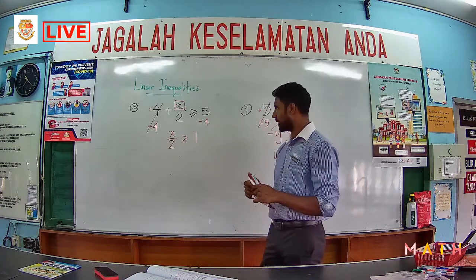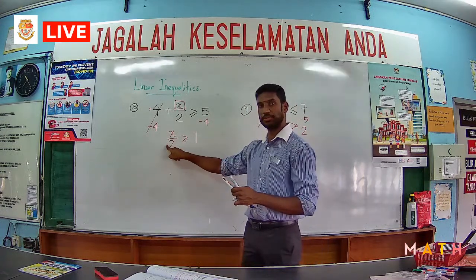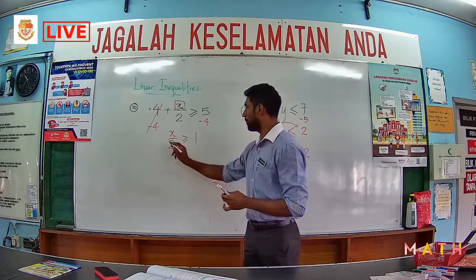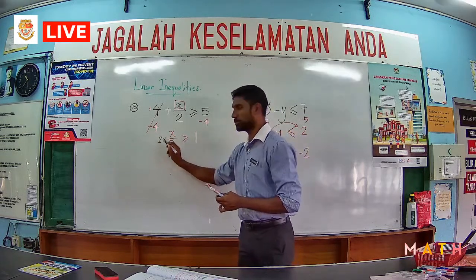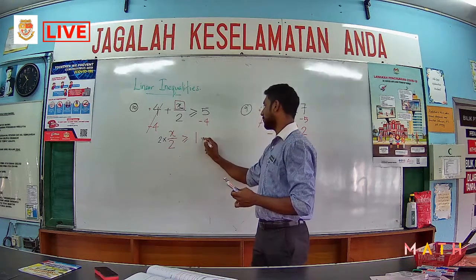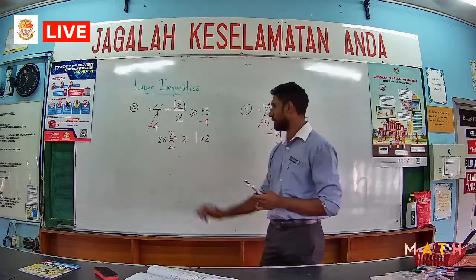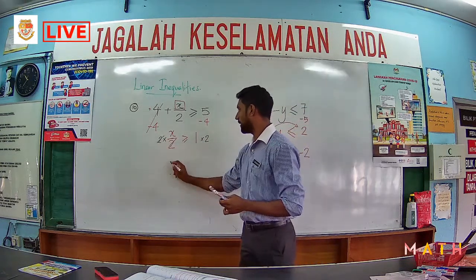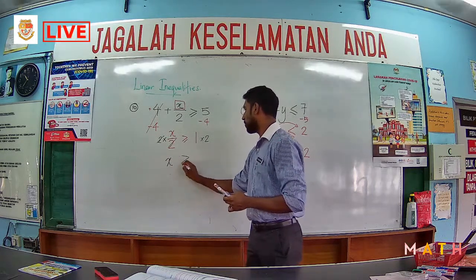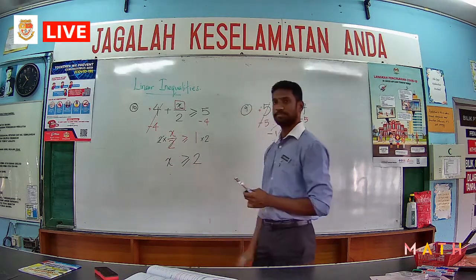So now again, think about this. We have divide by 2, so the opposite of divide will be times 2. So on the other side we need to times 2 as well. So these two numbers are eliminated. So x is greater than or equal to 2.